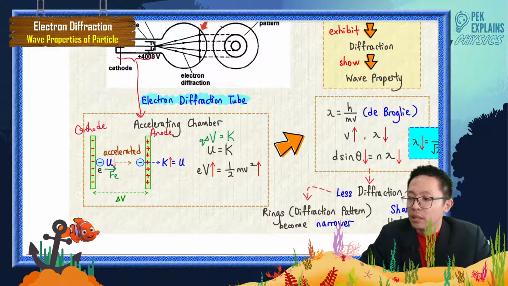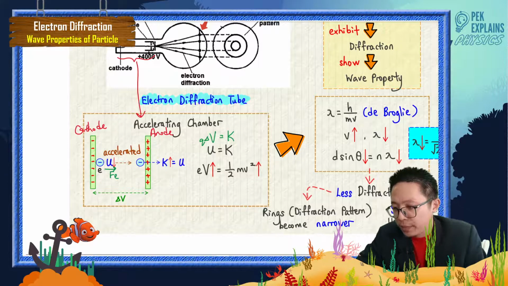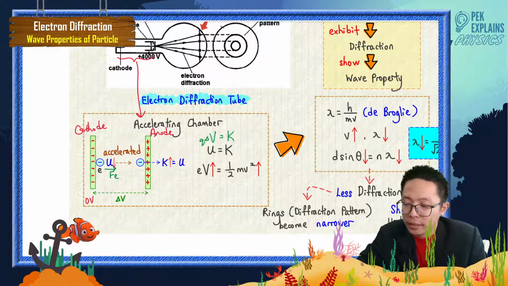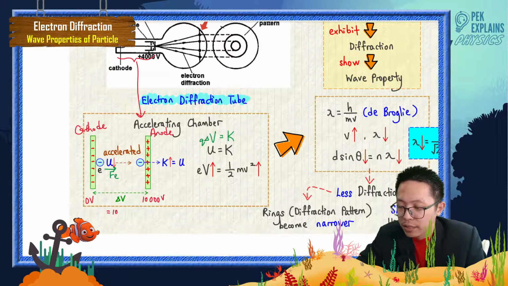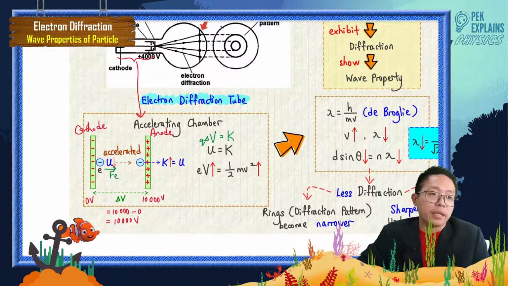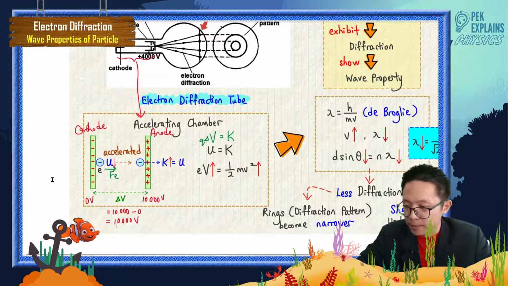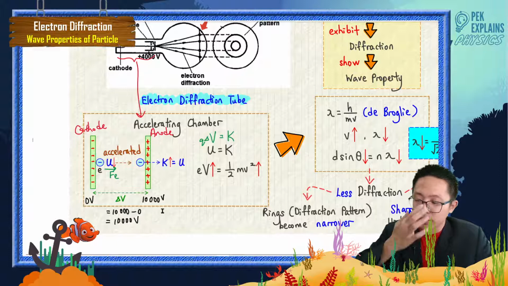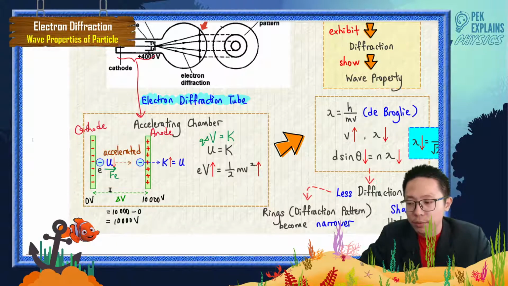That means if this negative plate is 0 volt and this positive plate is 10,000 volt, then delta V is 10,000 minus 0. The delta V is 10,000 volt. So that's the delta V, the potential difference between the two plates.